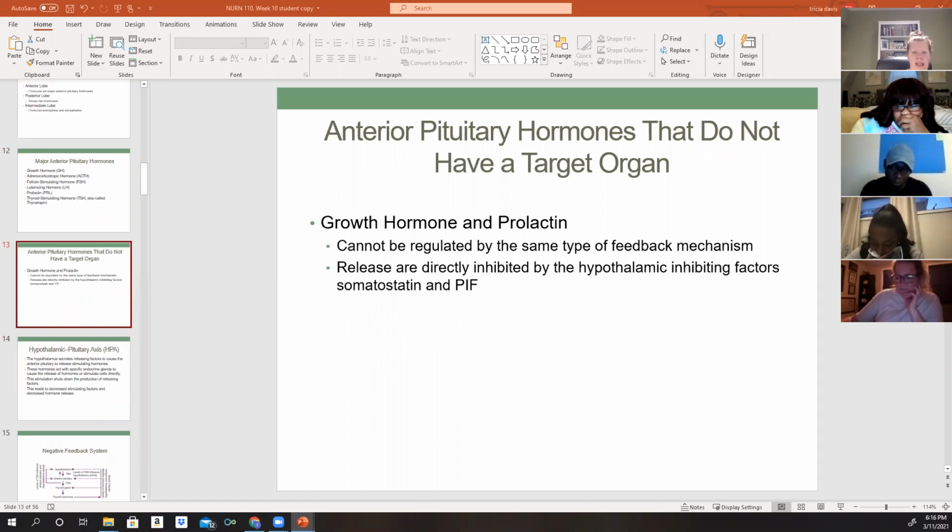So 2 of the anterior pituitary hormones do not have a target organ to produce hormones. So they cannot be regulated by that same type of feedback mechanism that we were just talking about. That's the GH and the PRL, the growth hormone and the prolactin. The hypothalamus responds directly to the rising levels of these 2 hormones. And when the levels begin to rise, the hypothalamus releases the inhibiting factors, somatostatin and PIF, directly to inhibit the pituitary's release of these 2 hormones, the growth hormone and the prolactin.